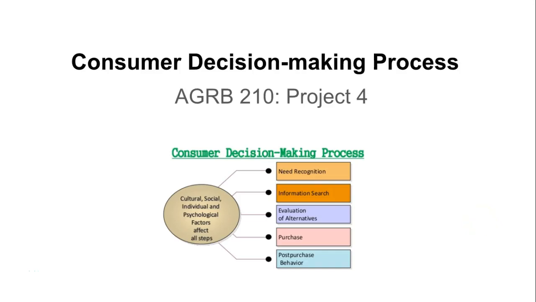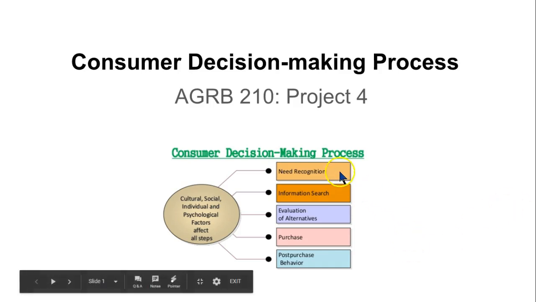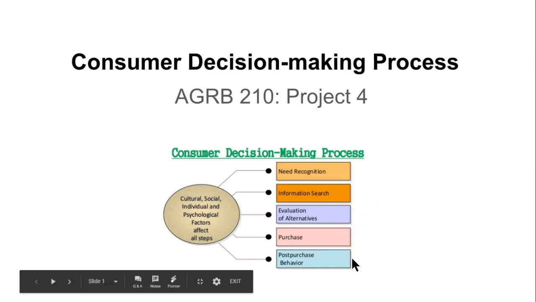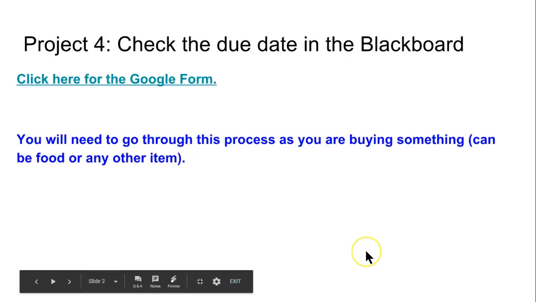Hi students, this screencast is to help you navigate through the final project in Introduction to Agribusiness class, Project 4, the Consumer Decision-Making Process. You are going to go through need recognition, information search, evaluation of alternatives, your purchase, and your post-purchase behavior in slow motion as you buy a product.